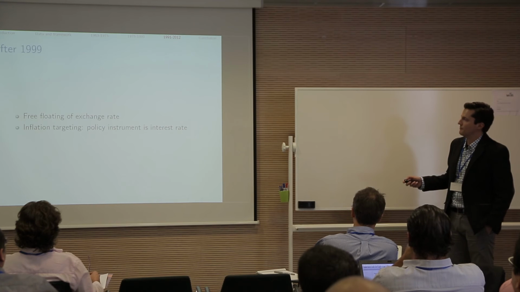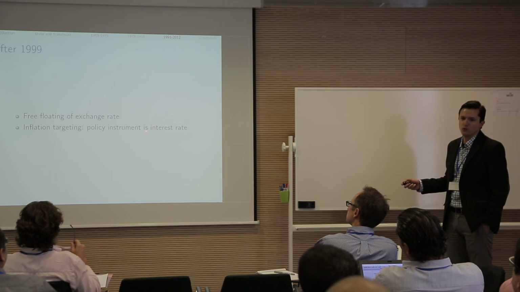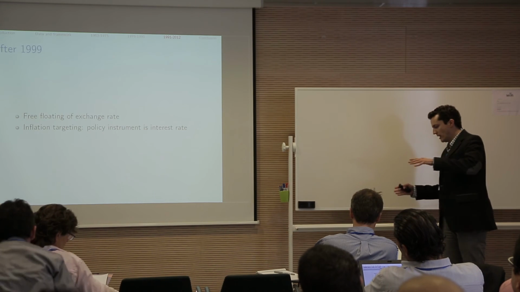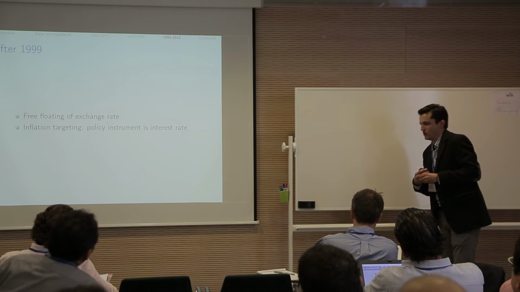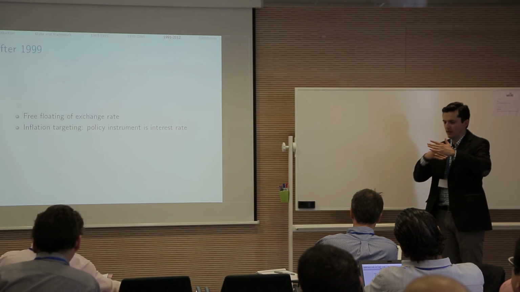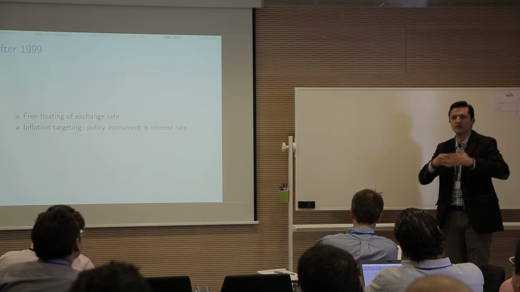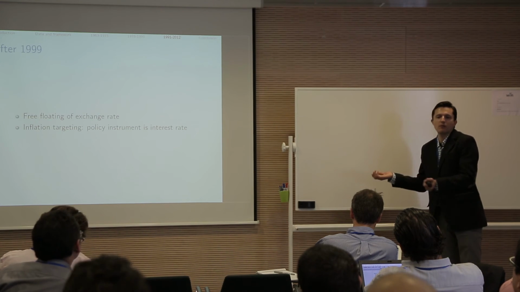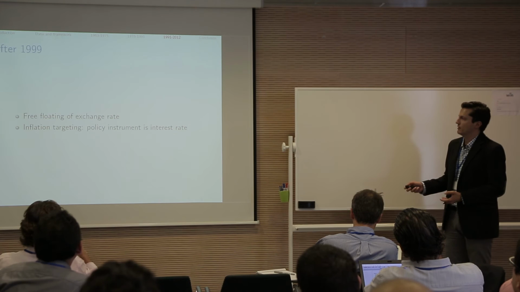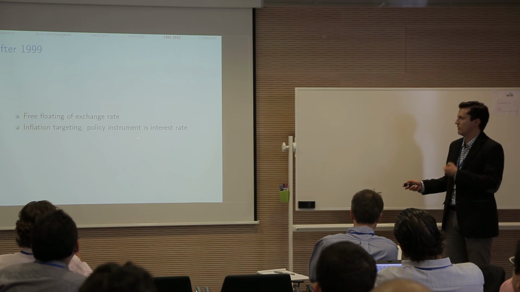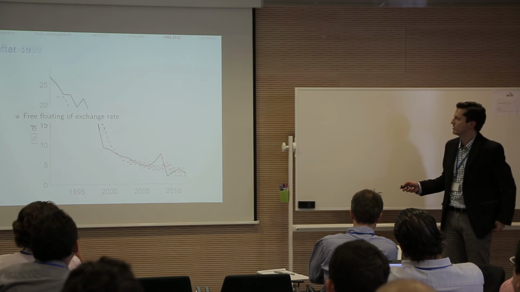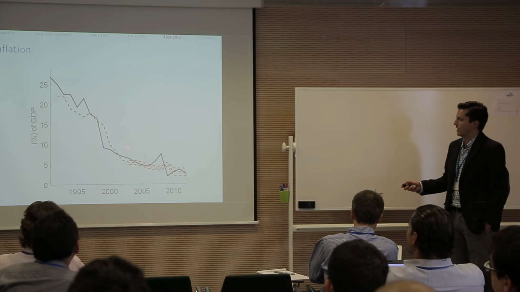After 1999 there was a flip in the exchange rate. Before 1999, the foreign exchange policy meant that the exchange rate had to be within some bands, which also tied the hands of monetary policy. Since 1999, there is inflation targeting, and the policy instrument is the interest rate. This graph just shows inflation in the last period.